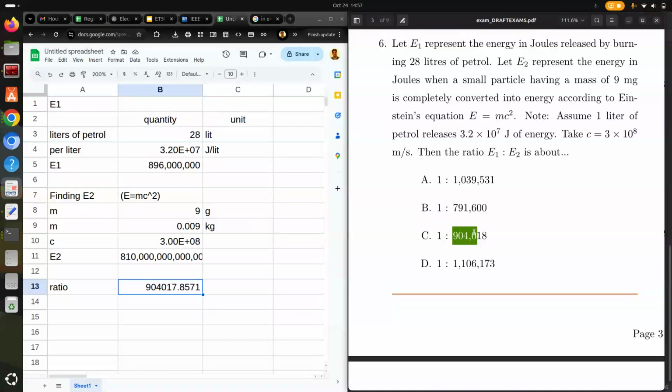After I prepared this question, I got the idea: why not ask the question in a different way? I can ask how many liters of petrol need to be burnt to make it equal to this. In this case, the answer will be like 28 point something. So rather than asking the ratio, we will say, in order to generate an equal amount of energy, how many liters of petrol need to be burnt?